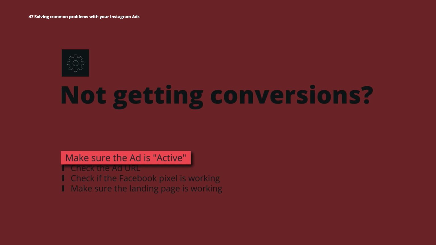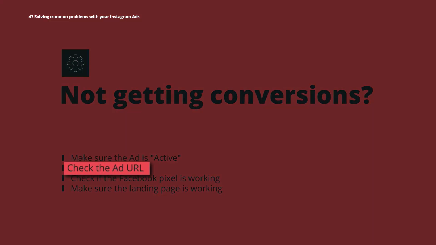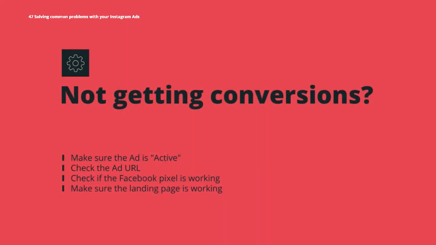And the last option is not getting conversions. Your ad, for some reason, is not getting conversions. First, check if your ad is active in the Ads Manager. You go to the Ads Manager, see if the status is marked as active. Check the URL of the ad. That means when people click on your ad, where you are sending them to a specific page, check that page. Check if the page is active, if it's working or not.